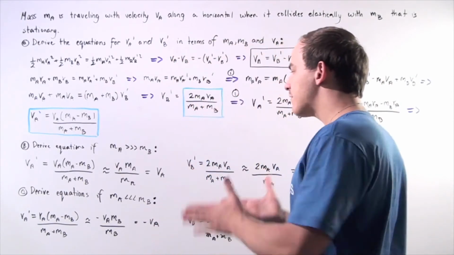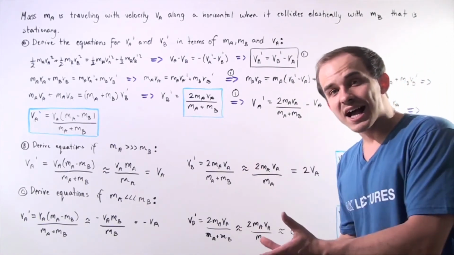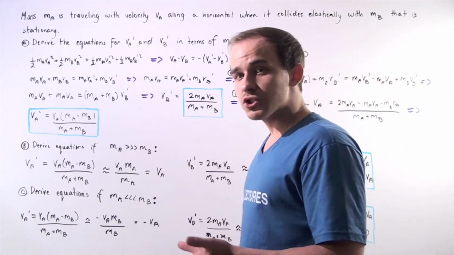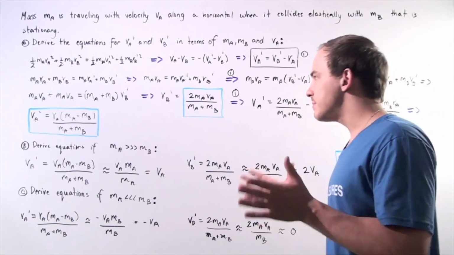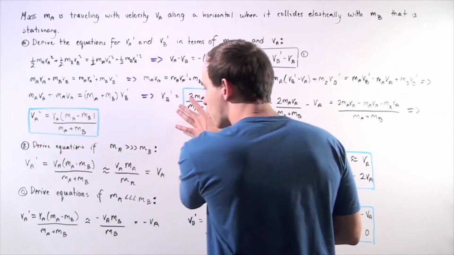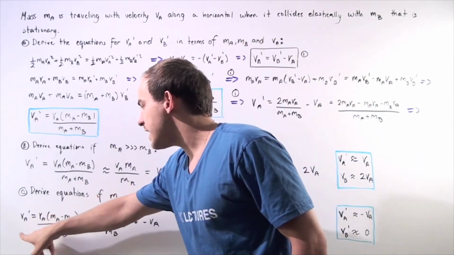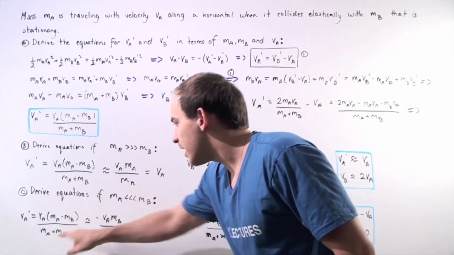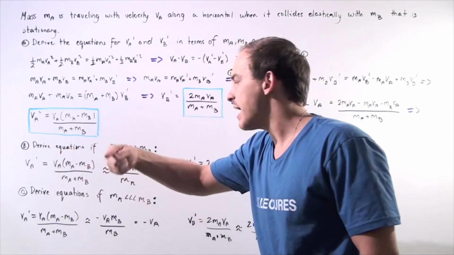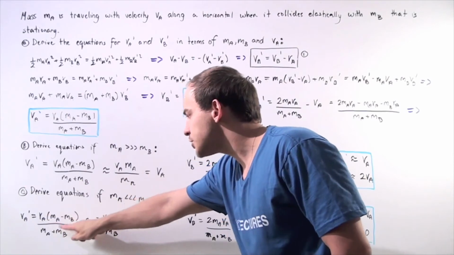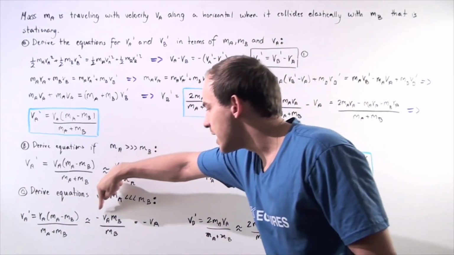Now we want to derive the same equations, assuming that the mass of the second object, MB, is much, much larger than the mass of the first object, MA. So once again, the same exact story. We take these two equations and we use them. So if we begin with VA prime, we have the following result, and now notice that MB is much larger than MA. So that means this term can be approximated to be 0, so we get the following result.